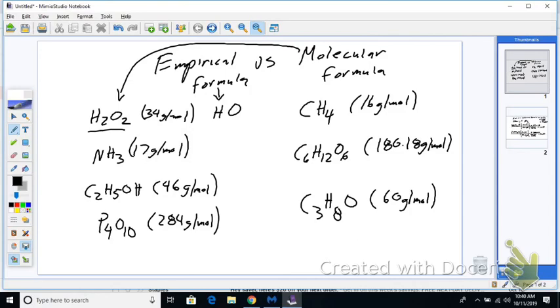How about NH3? Is there a simpler way to express that? No. So guess what this is? This is both a molecular, I'm going to put M for molecular, and its empirical formula. So they can be the same. Okay? So NH3 is both considered the molecular and empirical, because it's the simplest and it's the actual formula for ammonia. This is ammonia. Right?